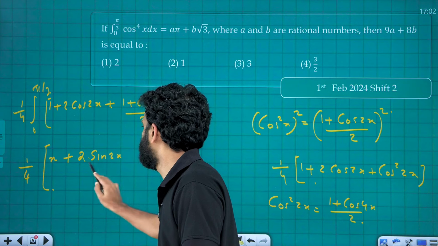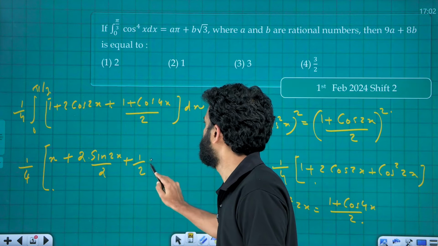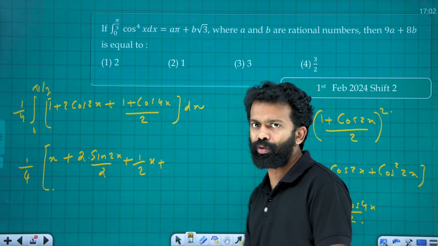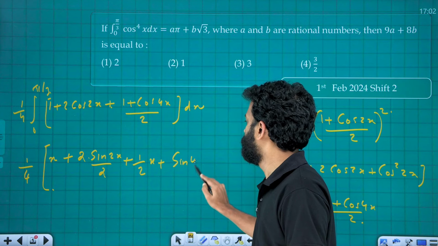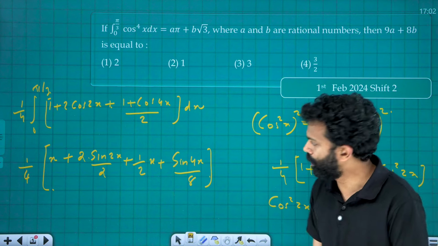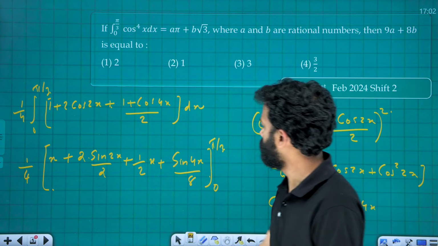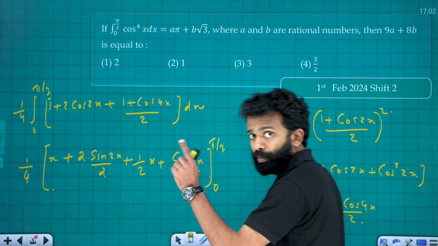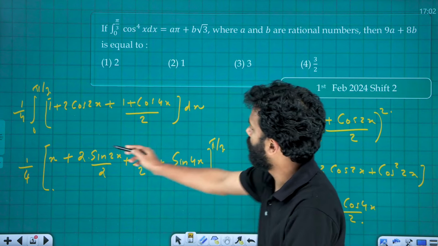Sin 2x by 2 plus this is 1 by 2 actually, that is 1 by 2x plus what is the integral of cos 4x? That is sin 4x by 4. Therefore, net answer will be sin 4x divided by 8. So it is reduced to this one. From here we can apply lower limit and upper limit as well, but there is no need of applying the lower limit. If you apply the lower limit, everything will be 0. Therefore, we only need to apply the upper limit.